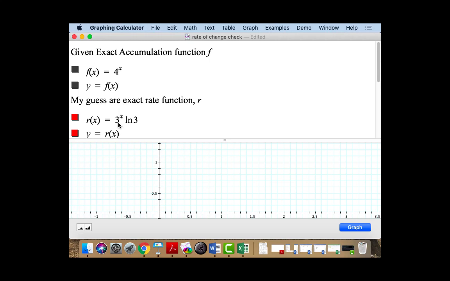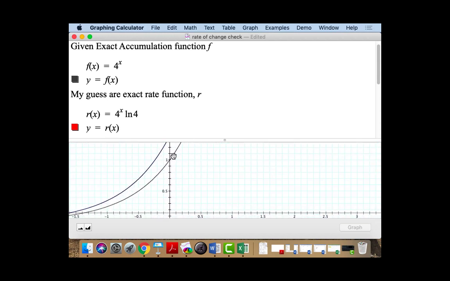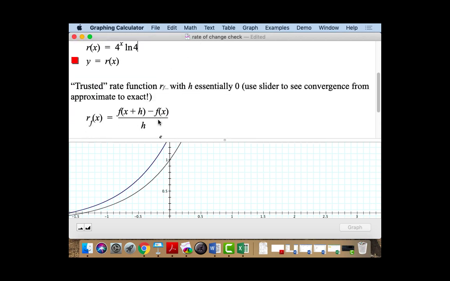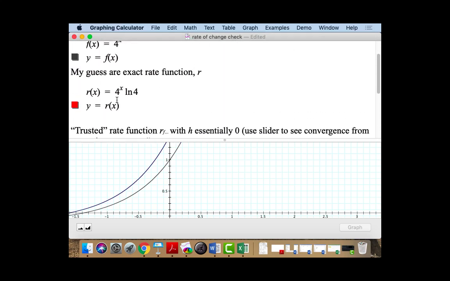4 to the x. Well, according to this pattern, 4 to the x times the natural log of 4. Yep, looking at these graphs, I only see 2 of them. The one that goes through 1 on the x-axis is the original black 4 to the x function. And up here we have the red, which is the succinct formula, and the blue, which is the one with the h. As h gets smaller and smaller, it hugs right onto that 4 to the x times natural log of 4.